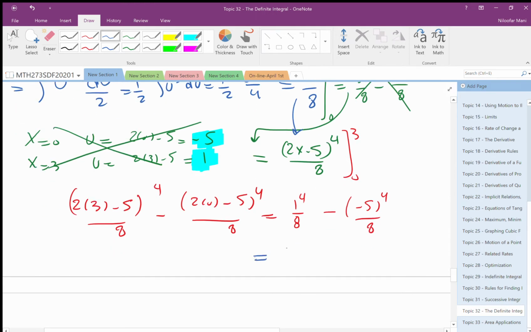And then the answer is 1 over 8 minus, I think it's 625. Yes, it's 625. Minus 625 divided by 8, which is minus 624 divided by 8. Yes, which is minus 78. Okay? Perfect. Okay, so you have to go back.